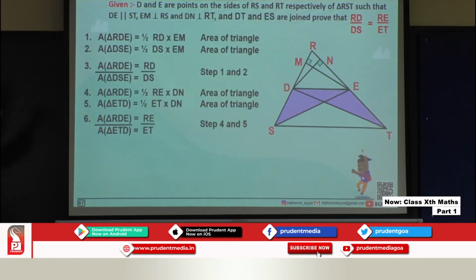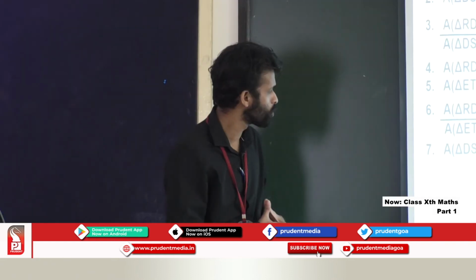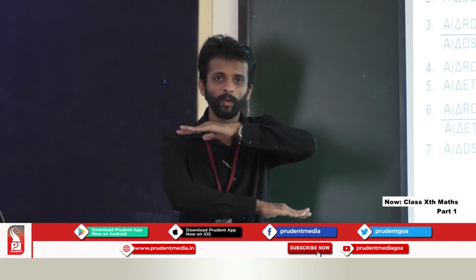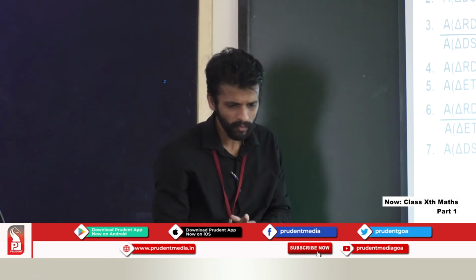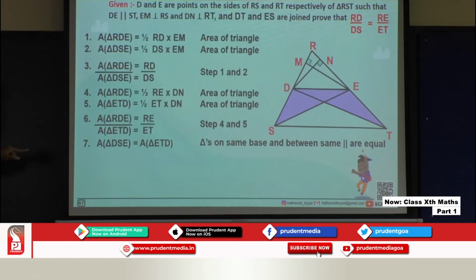So based on that, I can write the 7th step. Okay, that is area of triangle DSE is equal to area of triangle ETD. Reason would be whatever I have told you: triangles on the same base and between the same parallels are equal. Now, if this is equal, all I can do is wherever area of triangle ETD is there, replace it with DSE.